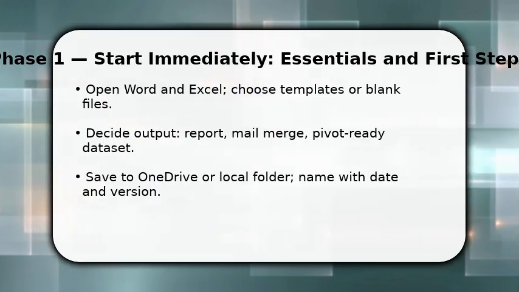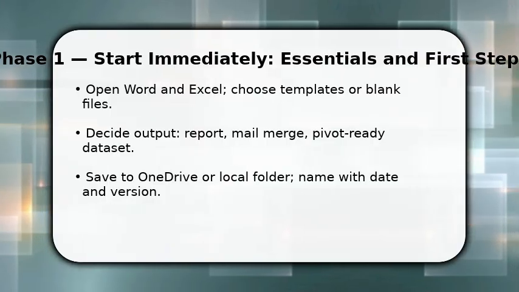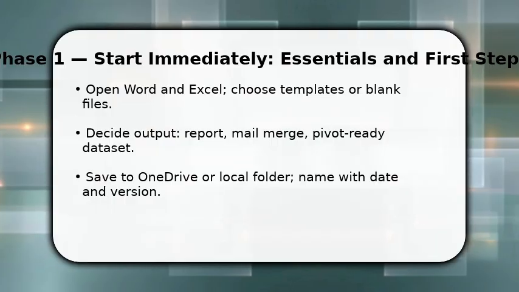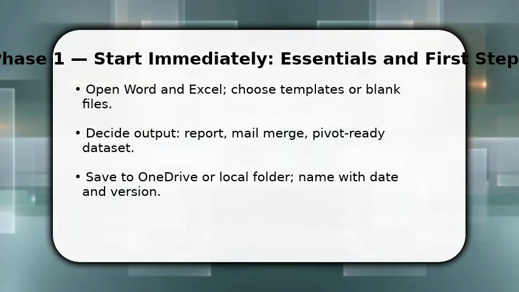Once done, save both files to OneDrive or a local folder to preserve versions. Make sure file names include the date and version. This initial alignment prevents lost links and makes the next steps faster and repeatable.